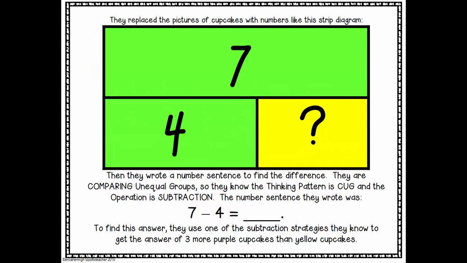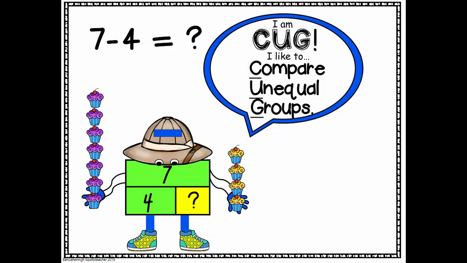They replaced the pictures of cupcakes with numbers like this strip diagram. Then they wrote a number sentence to find the difference. They are comparing unequal groups, so they know the thinking pattern is Cug and the operation is subtraction. The number sentence they wrote was 7 minus 4 equals blank. To find this answer, they use one of the subtraction strategies they know to get the answer of 3 more purple cupcakes than yellow cupcakes.